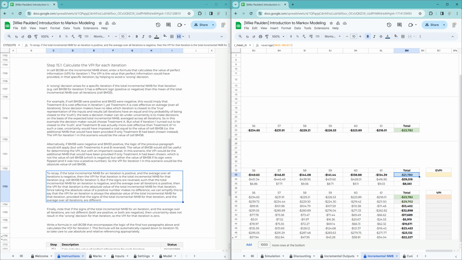If this is negative and this is negative, well then, and then this is the truth, well then actually we're not missing out on anything, because in the presence of uncertainty, we think that treatment B is not cost effective, and you know what? It actually isn't. So in that case, the value of perfect information would be 0. So we want this cell to be 0 if these two things have the same value, but take the absolute value of this cell if they have different values. Okay, so how can we do that? Let's have a go at that.